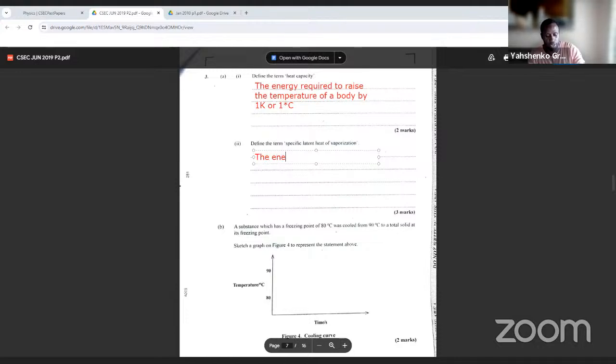Define the term specific latent heat of vaporization. The energy required to change 1 kilogram of a solid into 1 kilogram of a gas at the same temperature of the solid. So basically that is to say, to change 1 kilogram of a solid into 1 kilogram of a gas without any change in temperature. That means the gas and the solid are at the same temperature when the change takes place. All right?